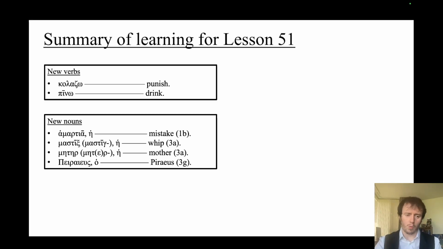Mastix means whip. Mater means mother. And note that in the oblique stem, it has an epsilon which drops out in certain forms. It's present in some forms, but drops out in others. I might do a video on the 3A nouns that have this epsilon that's only sometimes there. We might call it a mobile epsilon in a later video. And we also learn the noun Peireios, meaning Piraeus, with the Piraeus being the port of Athens.